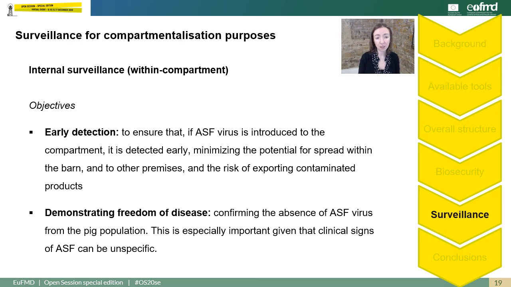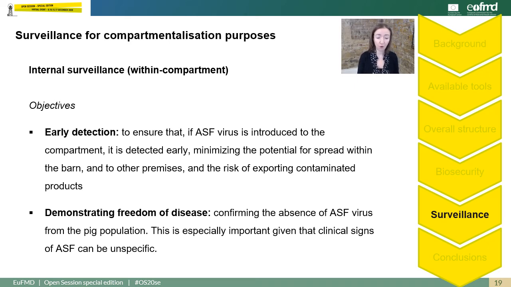Internal surveillance has two objectives. The first one is early detection and aims to ensure that if the disease is introduced in the compartment, then the disease will be detected early. The aim is to minimize the spread of the disease within the barn and to other premises, but most importantly, to minimize the risk of exporting contaminated products. This last point is really the key when talking about compartmentalization, as the objective is really to ensure business continuity.